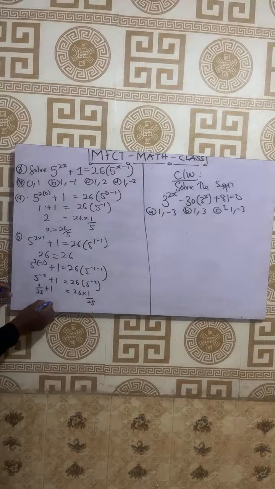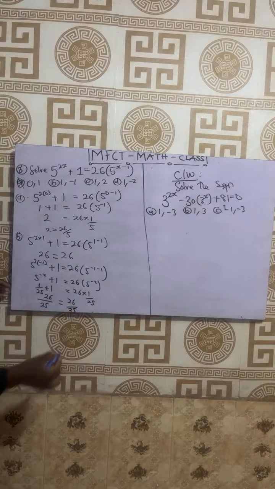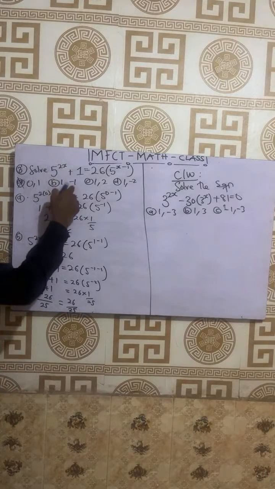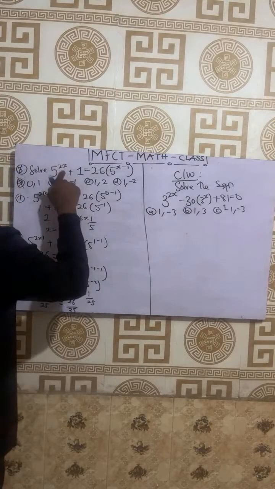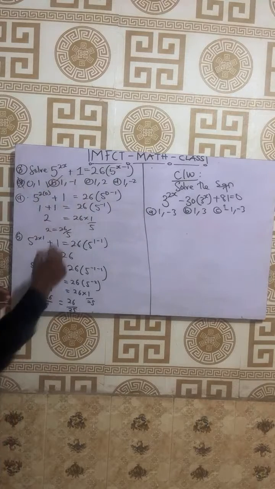So if I should solve this, the LCM will be 25. This one will give me 26 over 25. This one will also give me 26 over 25. So guys, this simply means that if I should represent my second value of x as minus 1, I'm going to get the same value for both left-hand side and right-hand side. So this simply means that option B is also correct.